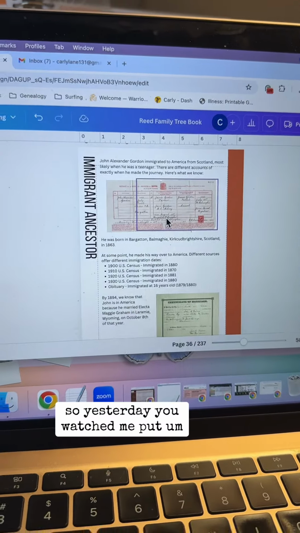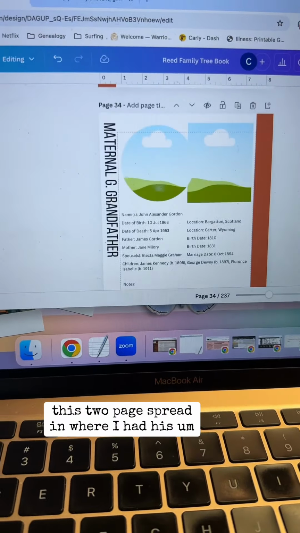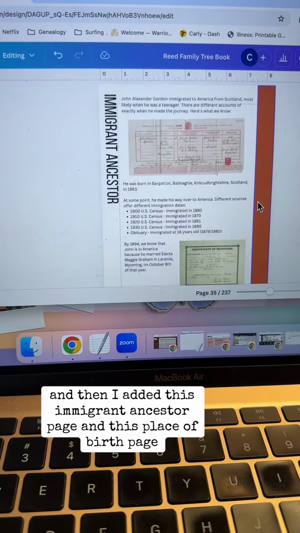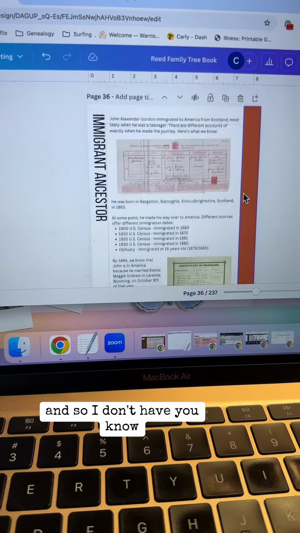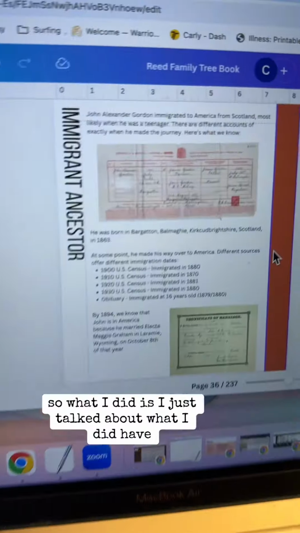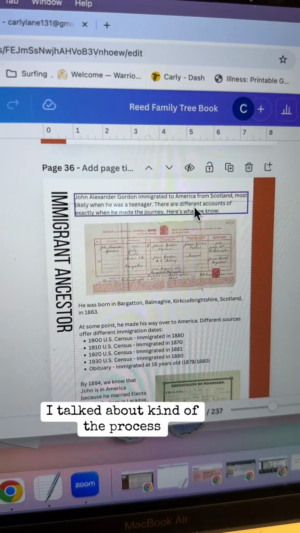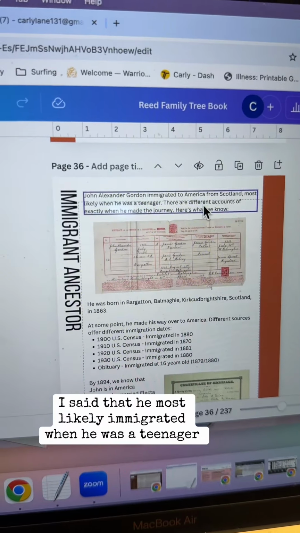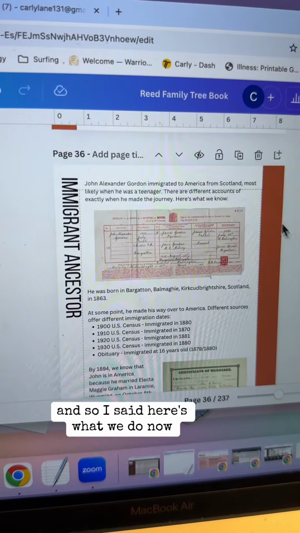Yesterday you watched me put in this 2-page spread where I had his profile and family tree, and then I added this immigrant ancestor page and this place of birth page. I don't have a nice tidy immigration record, so I just talked about what I did have, and about the process. I said that he most likely immigrated when he was a teenager. I don't even want to be more specific than that, even though I'm pretty sure I know when he immigrated.